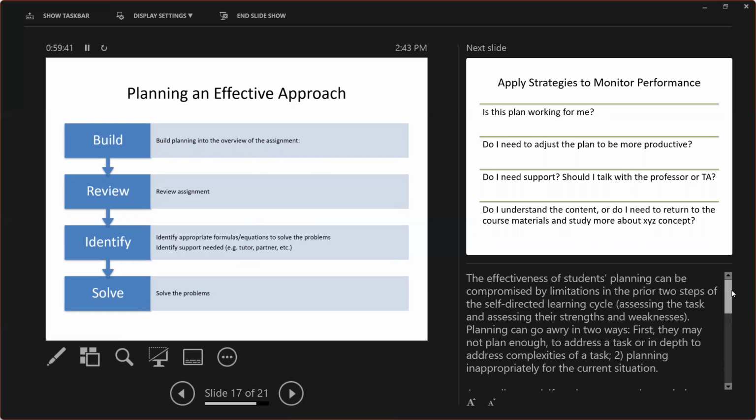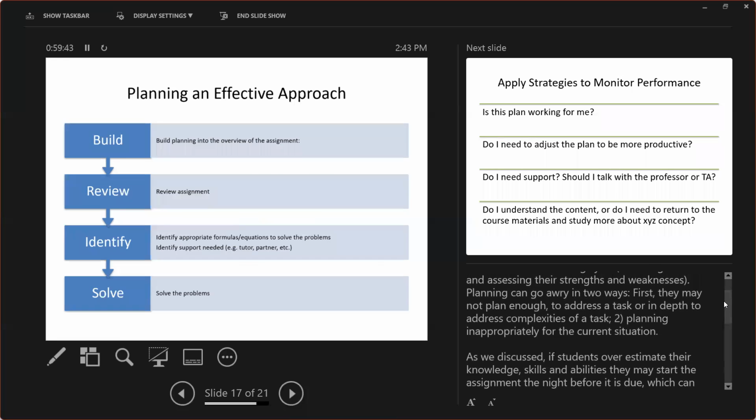And so some students won't plan enough to address the task or the depth of the complexities, or they might plan inappropriately because they didn't really go through and complete that task analysis and things like that. So you can build in planning into an overview assignment, or maybe you can have them develop a timeline for how they're going to successfully complete a certain project in your course.